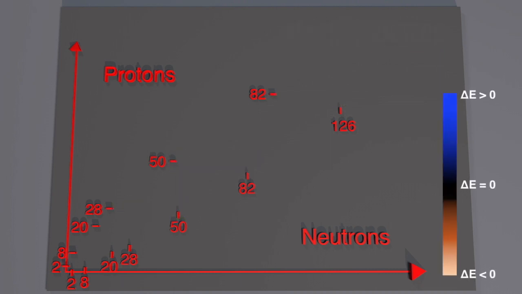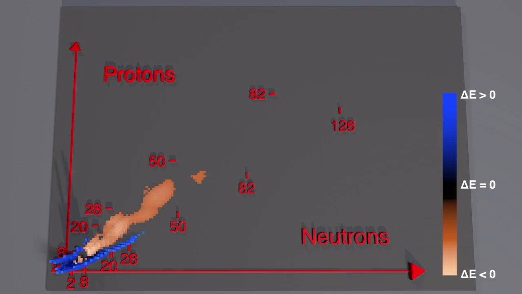Blue stands for positive deviations, where the binding is stronger than predicted by the semi-empirical mass formula. Orange stands for negative deviations, where the binding is weaker. The difference between theory and experiment is large for very small nuclei, since the surface-to-volume relation is too large, and the liquid drop model breaks down.